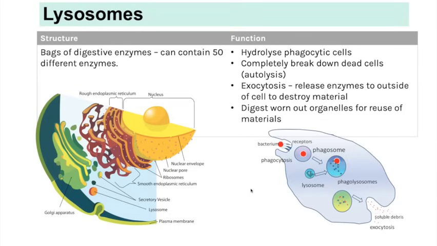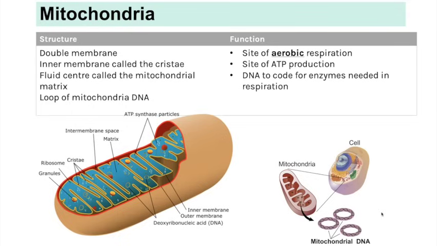Lysosomes are bags of digestive enzymes, and this is often involved in phagocytosis. So the enzymes that are required to hydrolyse the bacteria or virus, whatever it might be, would be in a lysosome. There'll be exocytosis, which is where the products are going to be released to the outside after it's been destroyed. The mitochondria is the site of aerobic respiration.